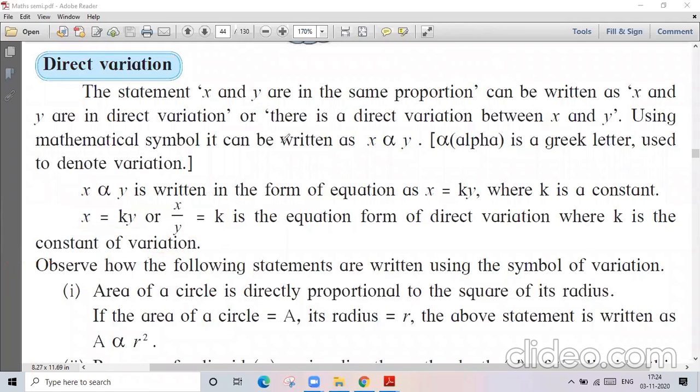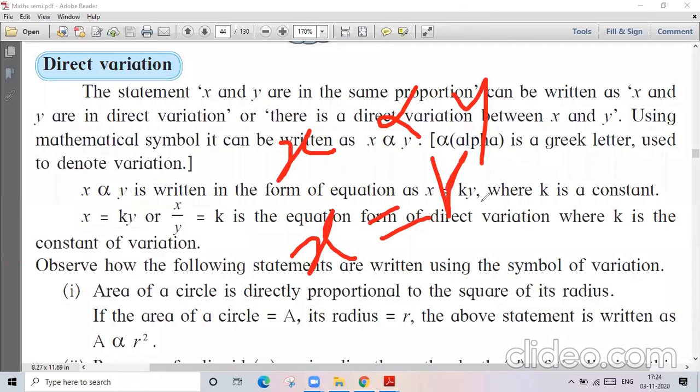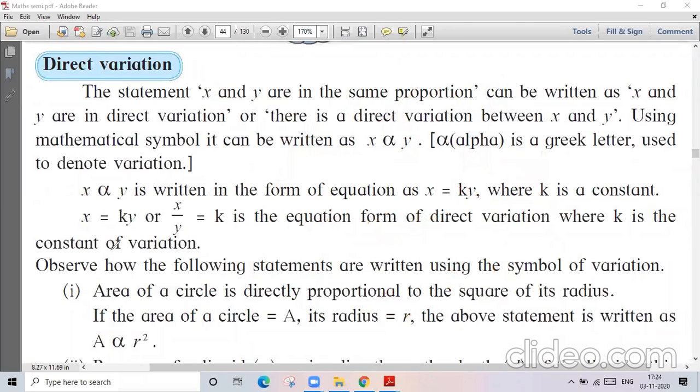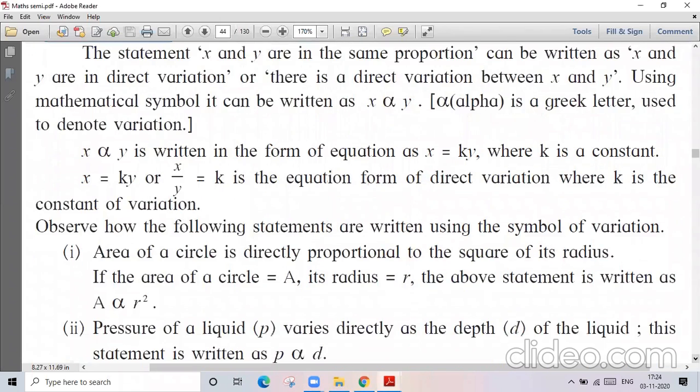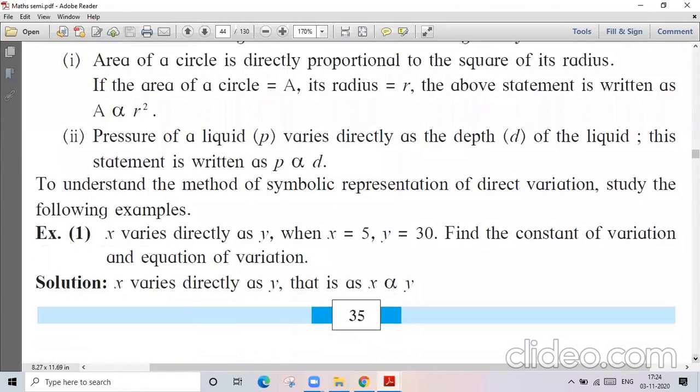समजलं? सोपं आहे. X is directly proportional to Y. ठीक आहे. Whenever you want to remove the sign, you have to take K. So K into Y. आता Y तिकडे घेऊन जा. What will happen? Y will be in the denominator. So X upon Y is equal to K, and the K is known as constant of proportionality. त्याला काय म्हणतात? Constant of proportionality or constant of variation. समजलं? आता आपण directly जाऊया पुढे.